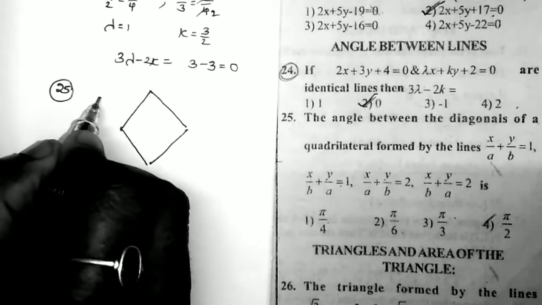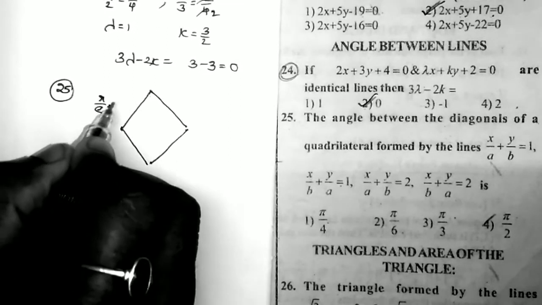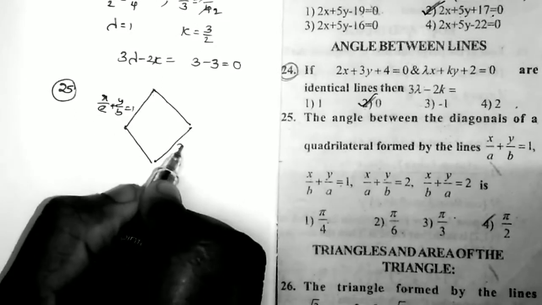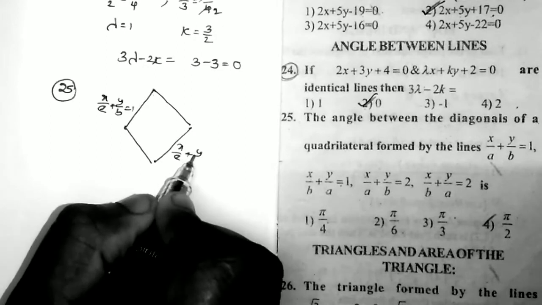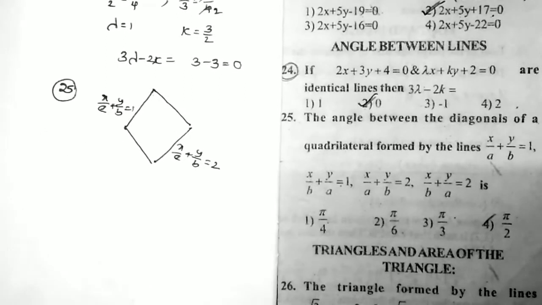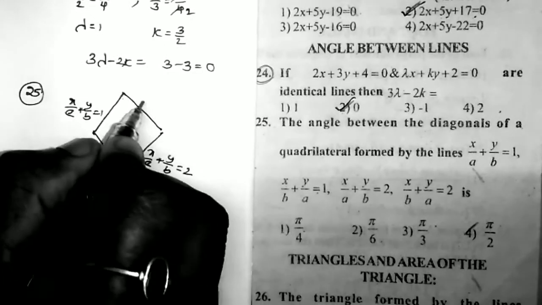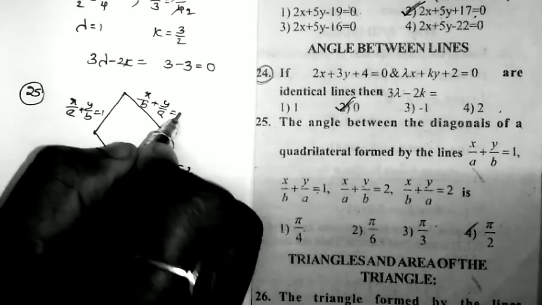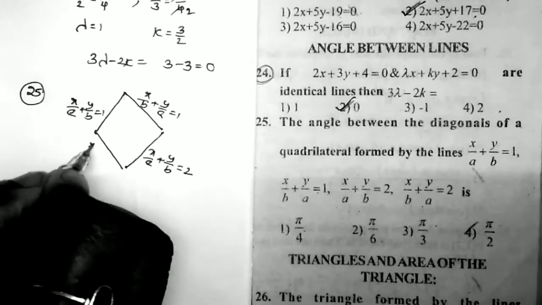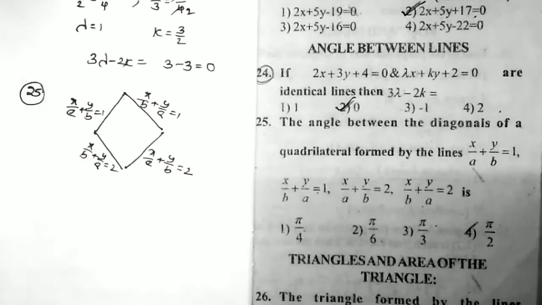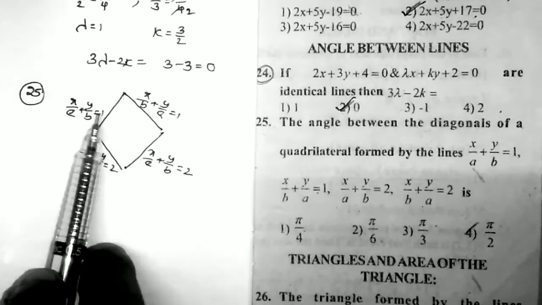What is the first equation? x by a plus y by b is equal to 1. And what is the third equation? x by a plus y by b is equal to 2, which is nothing but the parallel equation of the first equation. Now writing the remaining two lines, what is the second line? x by b plus y by a is equal to 1. Now what is the fourth one? x by b plus y by a is equal to 2. So see here, these are the sets of parallel lines.